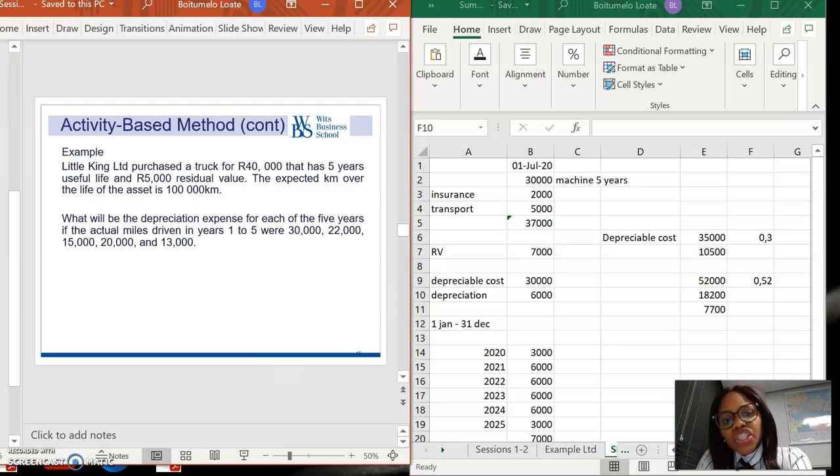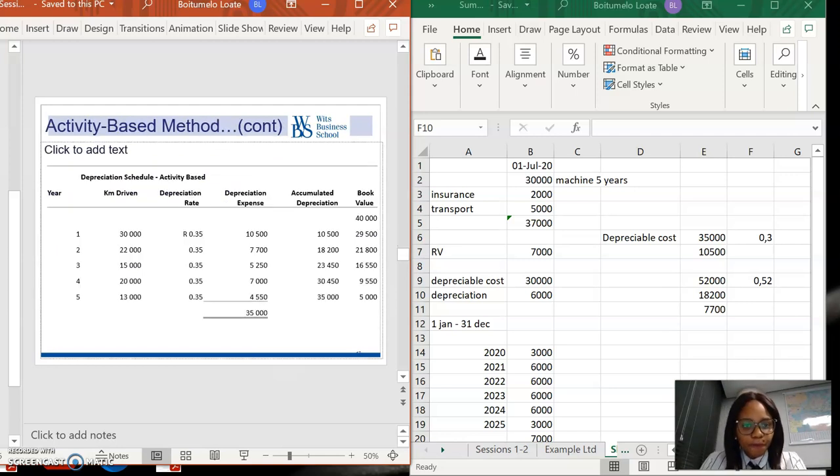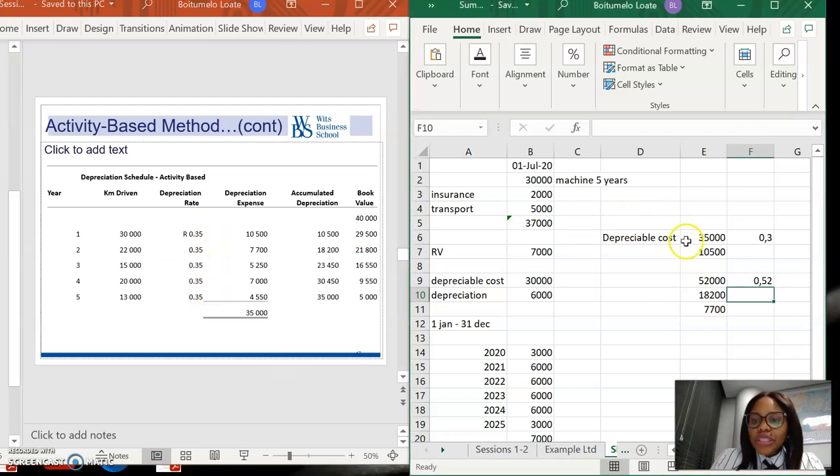It says, what will be the depreciation expense for each of the 5 years if the actual kilometers, not miles, driven in years 1 to 5 were 30,000, 22,000, 15,000, 20,000, and 30,000. Let's look at the schedule. In this instance, we want to first get a depreciable cost. Your depreciable cost is the same one you're using for the straight line method. So you had an initial cost of 40,000 with a 5,000 residual value. Your depreciable cost that you're going to be using for the activity is 35,000.